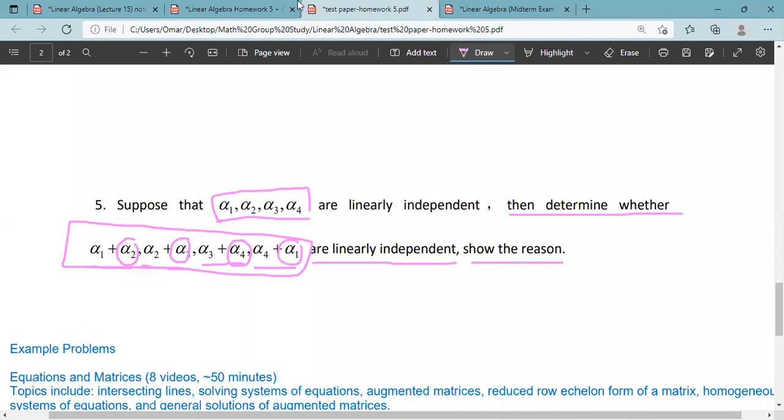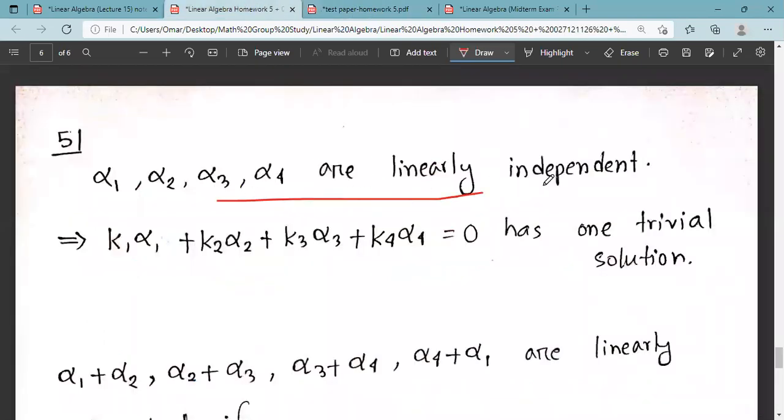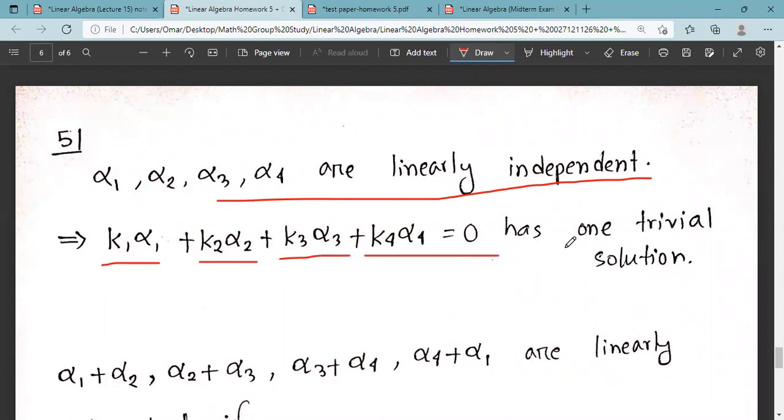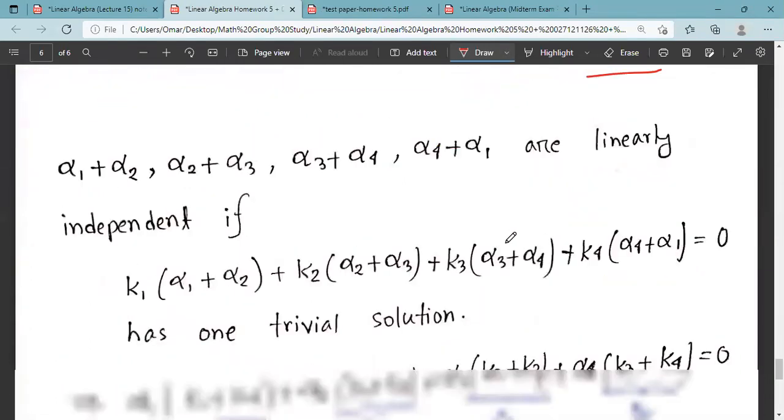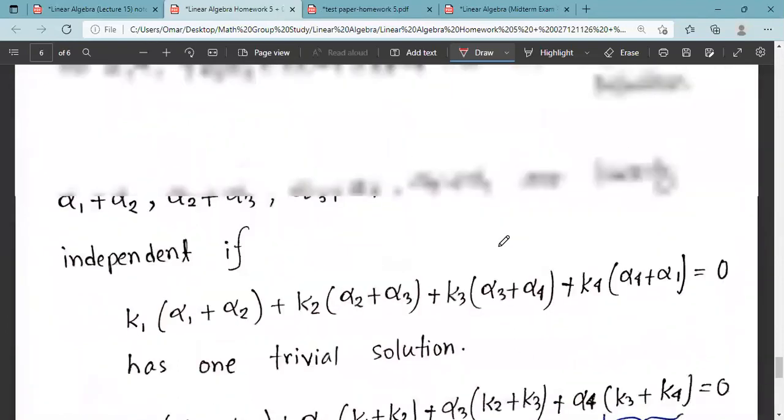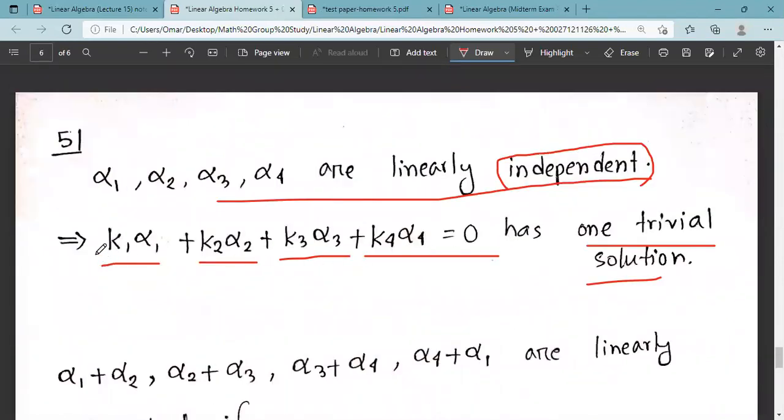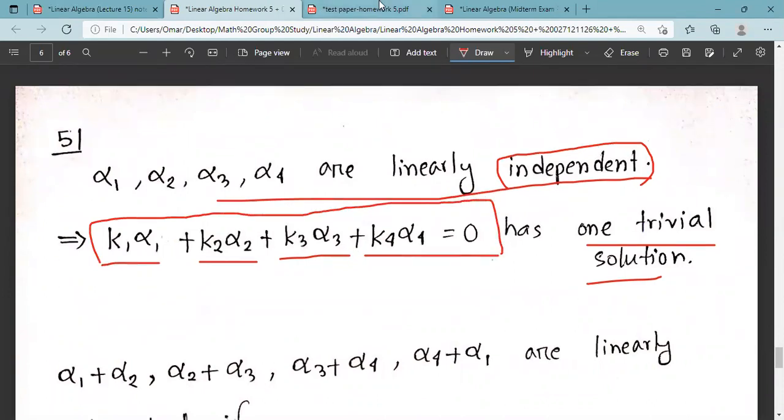If they are linearly independent, then k1 alpha 1 plus k2 alpha 2 plus k3 alpha 3 plus k4 alpha 4 equal to 0 has only the trivial solution. That means if they are independent, they will have only one solution. Okay. So now we have to see for which condition they are linearly independent. So this is the condition: k1 alpha 1 plus k2 alpha 2 plus k3 alpha 3 plus k4 alpha 4 is equal to 0.